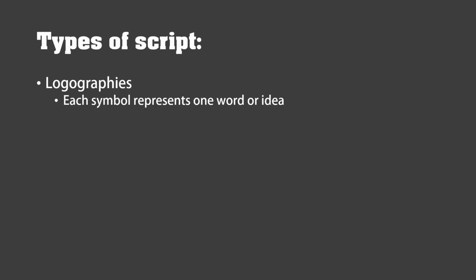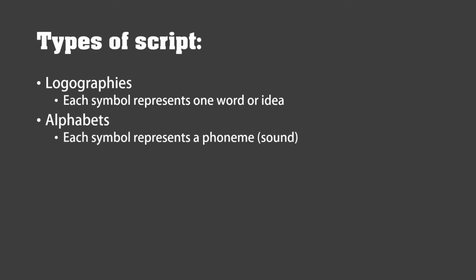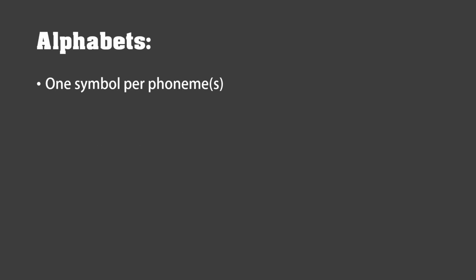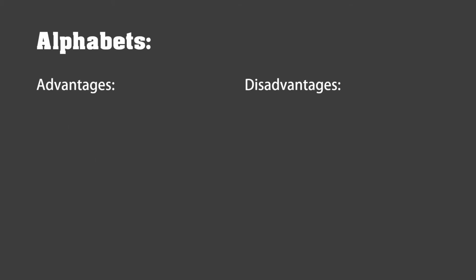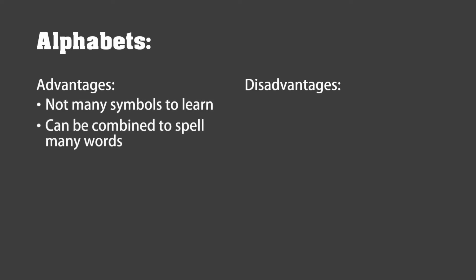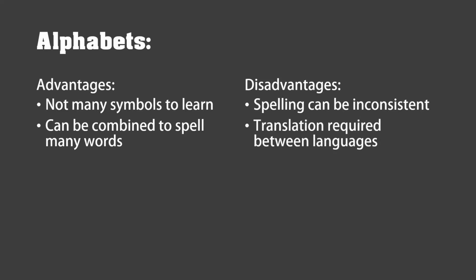So our second type of script is an alphabet, and that's one symbol per phoneme, as you should hopefully remember. Some examples are Latin, Greek, and Cyrillic. Some advantages and disadvantages of using this are that there are not many symbols to learn, and that they can be combined to spell many different words. However, spelling can be inconsistent, as English proves quite easily, and translation is required between different languages.